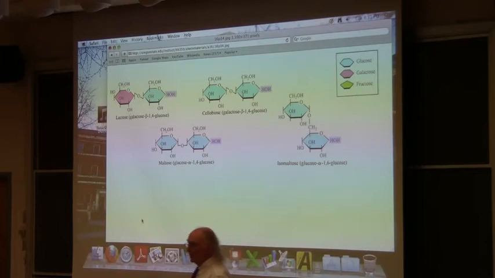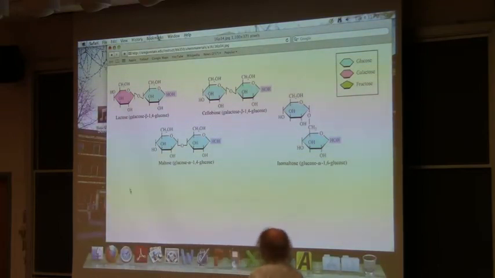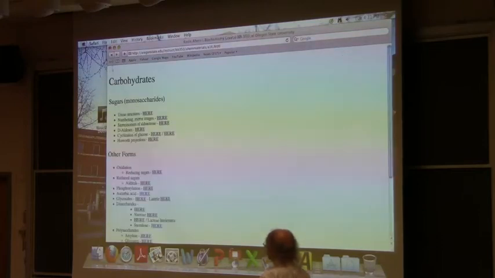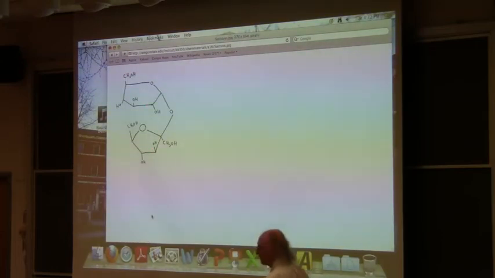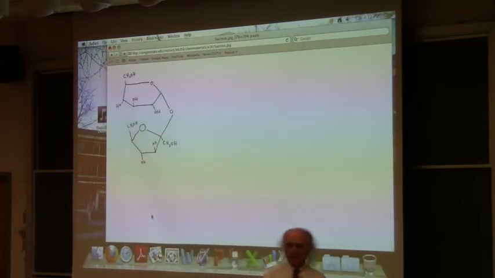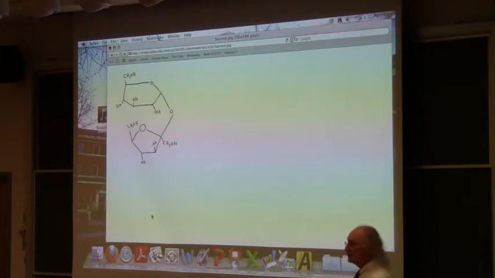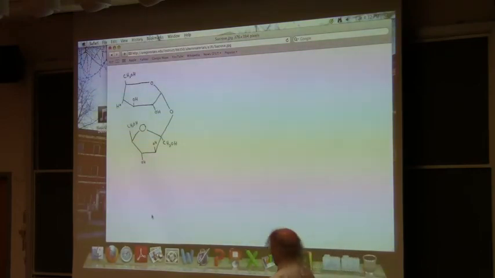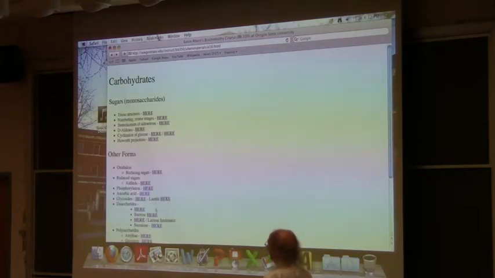Here are some other disaccharides, and I'm not going to ask you to draw these. Oh, by the way, I should say, yes, I do think you should be able to draw sucrose, and the reason you should is because I've already asked you to know the structure of glucose and fructose. So if you know glucose and fructose, all you have to do is remember the alpha and the beta, and you can draw this structure. I will not ask you to draw the other disaccharides, but I think you should know what's in them.